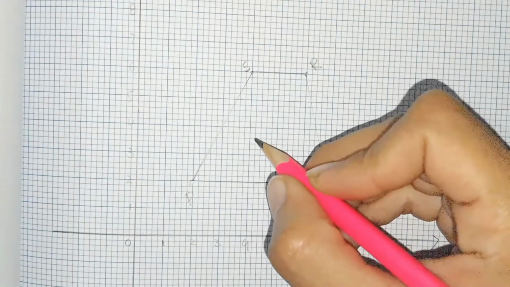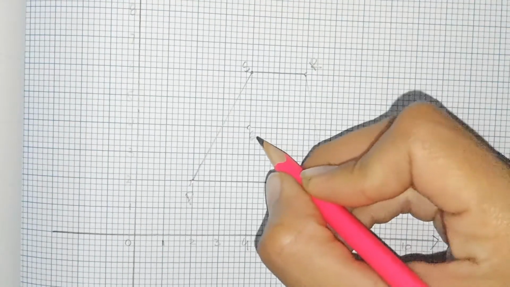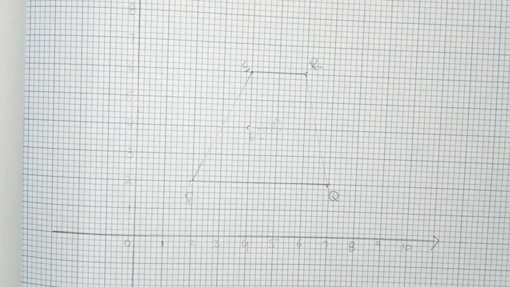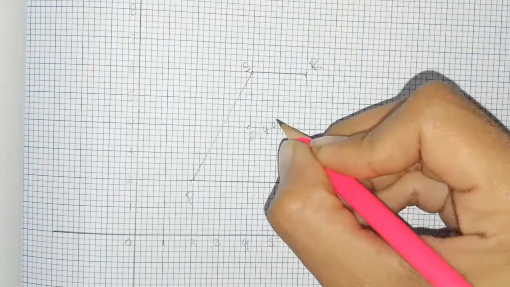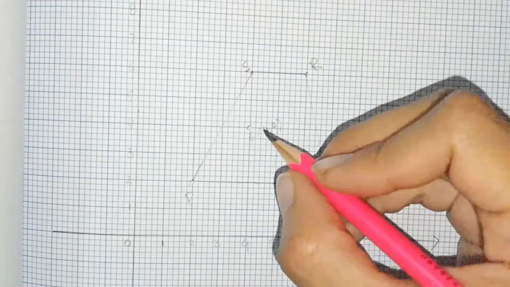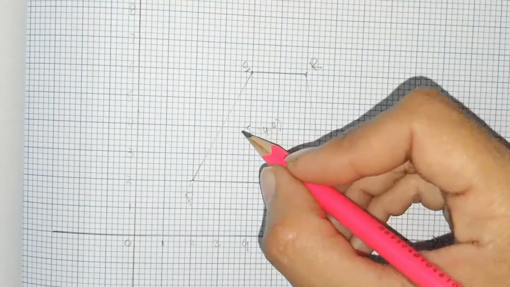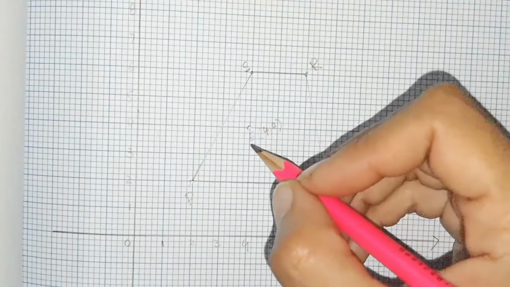Now students, this is the point E, (4, 4), and this is the center of enlargement. We have to make this point the center. This is our center from which we have to make the enlargement.